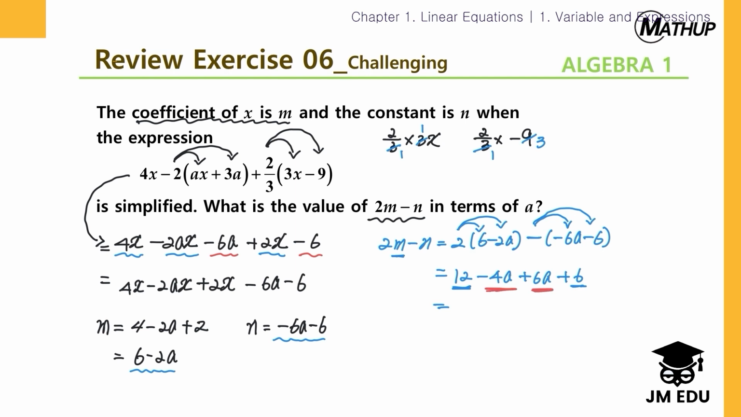These two are like terms. These two are constants. They are like terms, right? So if we simplify this, finally we will have minus 4 plus 6, that's 2a. 12 plus 6, that's 18. So in terms of a, 2m minus n is equal to 2a plus 18.